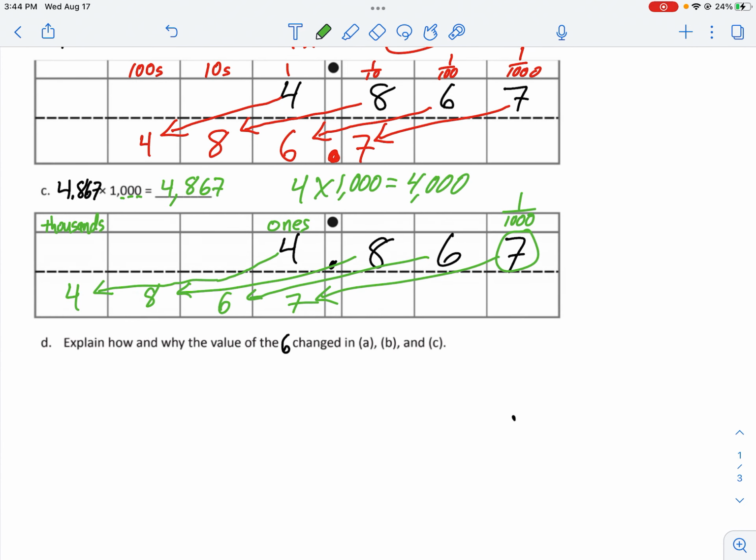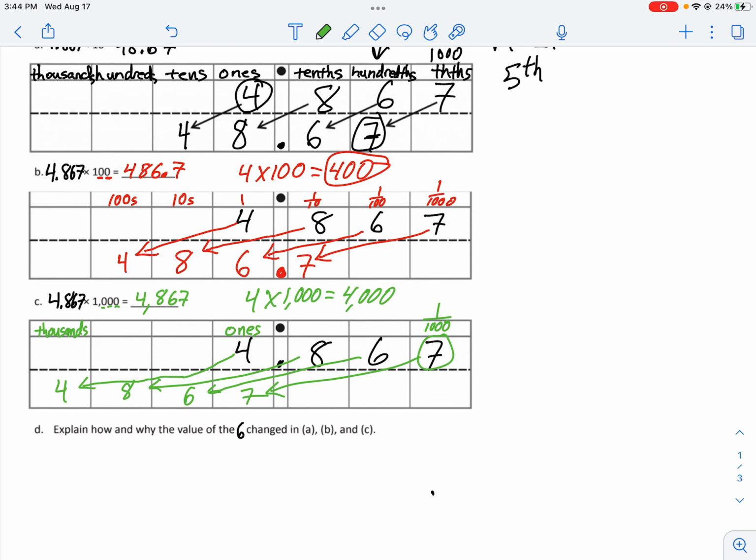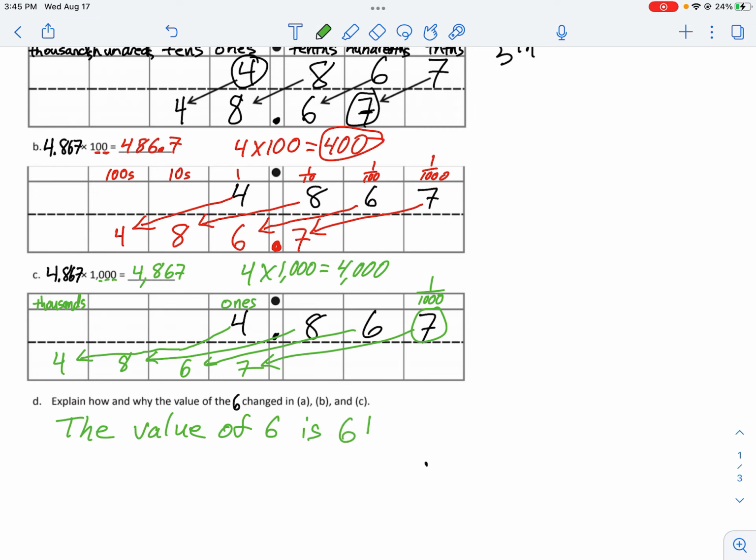Alright, explain how and why the value of 6 changed in A, B, and C. Alright, so this is a long explanation. And the explanation is, let's start off with the value of 6. Let's name that. The value of 6 is 6 hundredths.